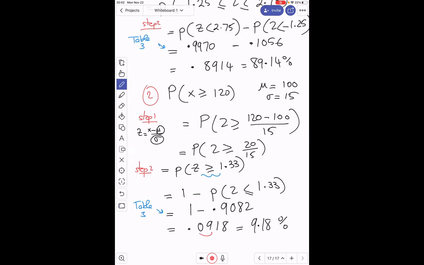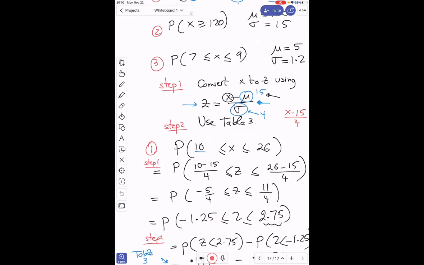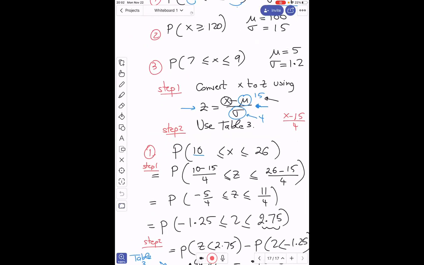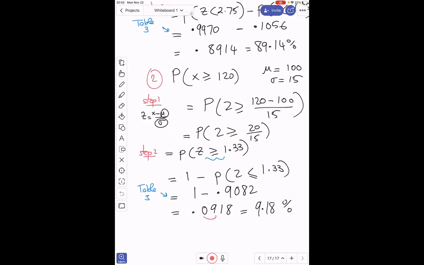Last one, guys. So number 3, it's x between 7 and 9, right? Mean is 5, sigma is 1.2. So 7 and 9.